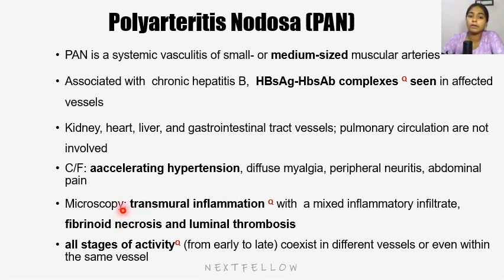Here the microscopic finding will be a transmural inflammation, that is, all three layers of blood vessels will show inflammatory infiltrate along with fibrinoid necrosis, and luminal thrombosis will be seen. All stages of activity from early to the late lesion will be seen in the same blood vessels or in different blood vessels.